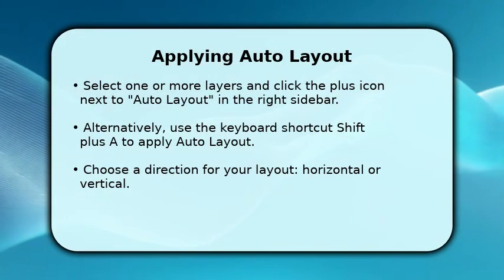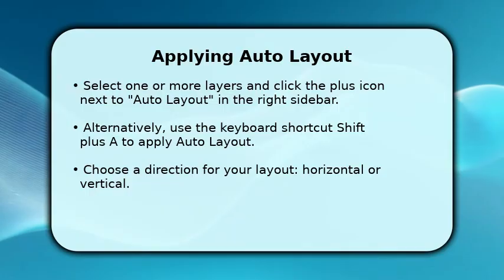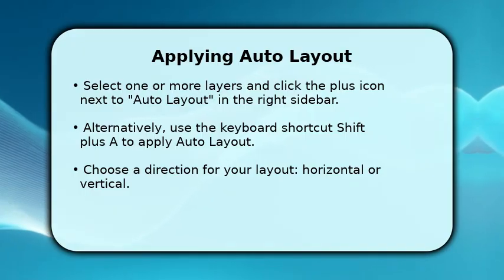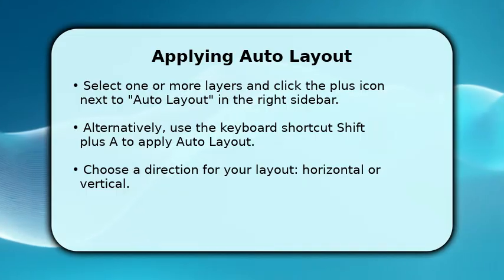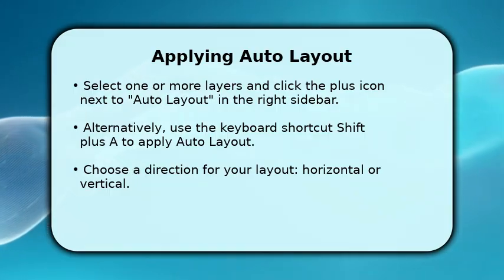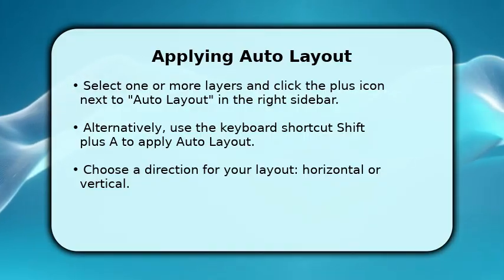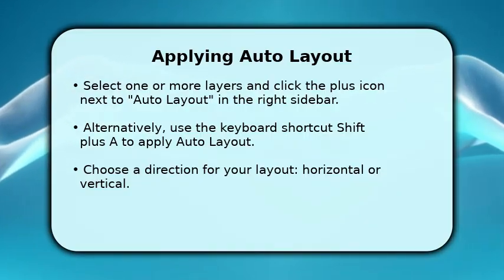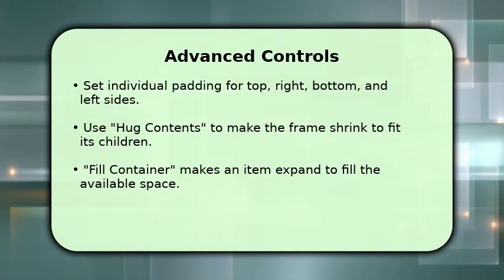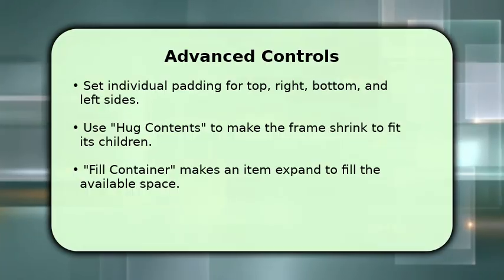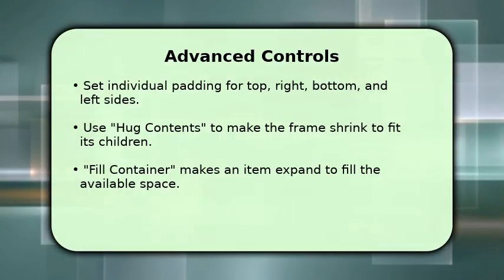To get started, select one or more layers on your canvas. Then, simply click the plus icon next to Auto Layout in the right sidebar, or use the quick keyboard shortcut, Shift+A. Once applied, you can choose a direction for your layout, either horizontal or vertical. You'll also find controls to adjust the padding around your items and the spacing between them, giving you precise control over your design's structure.